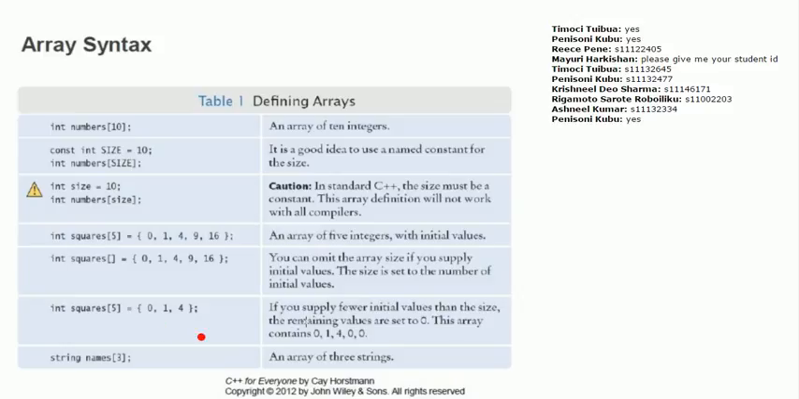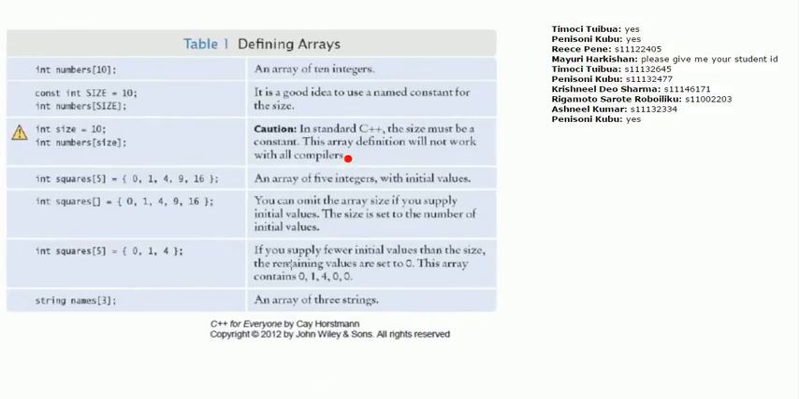If you supply fewer initial values than the size, the remaining values are set to 0. That is, if this is an int, right? This array contains 0, 1, 4, 0, 0. Okay. Let me know if you still have any questions.